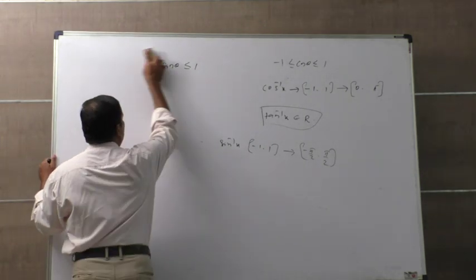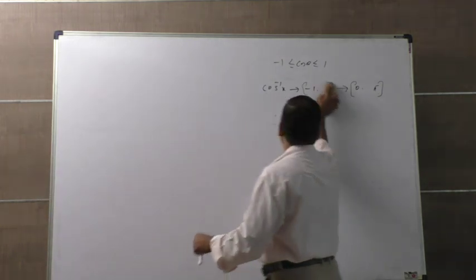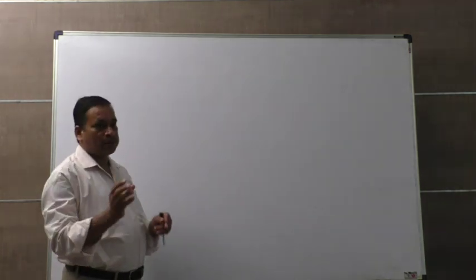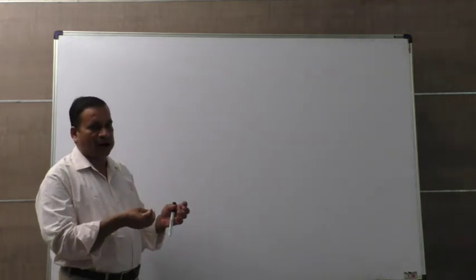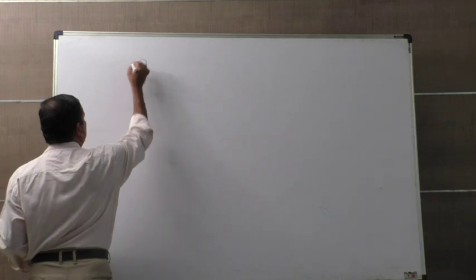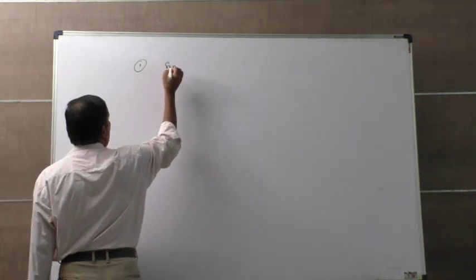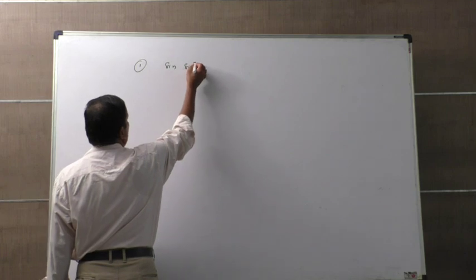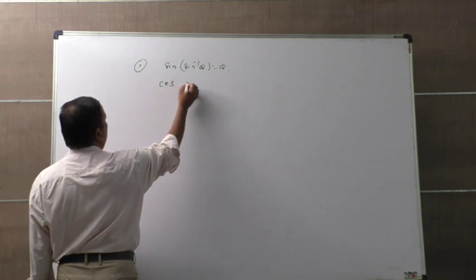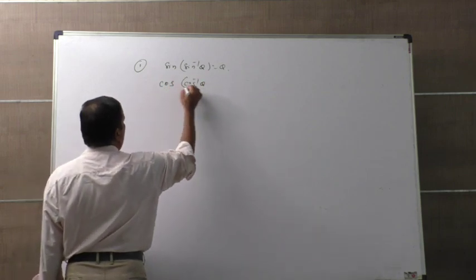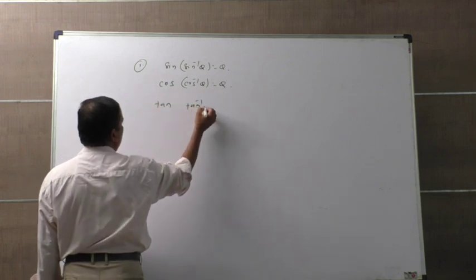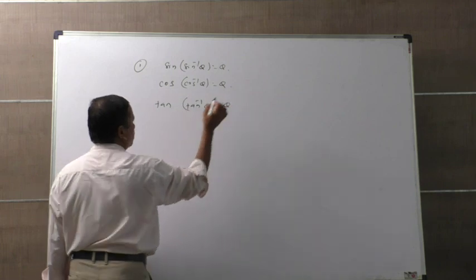Next, come to the important topics. Inverse trigonometry is a block of formulas. Questions come to prove the formula or to apply it. Now, first thing: sine of sine inverse theta is equal to theta. Cos of cos inverse theta is equal to theta. Tan of tan inverse theta is equal to theta.